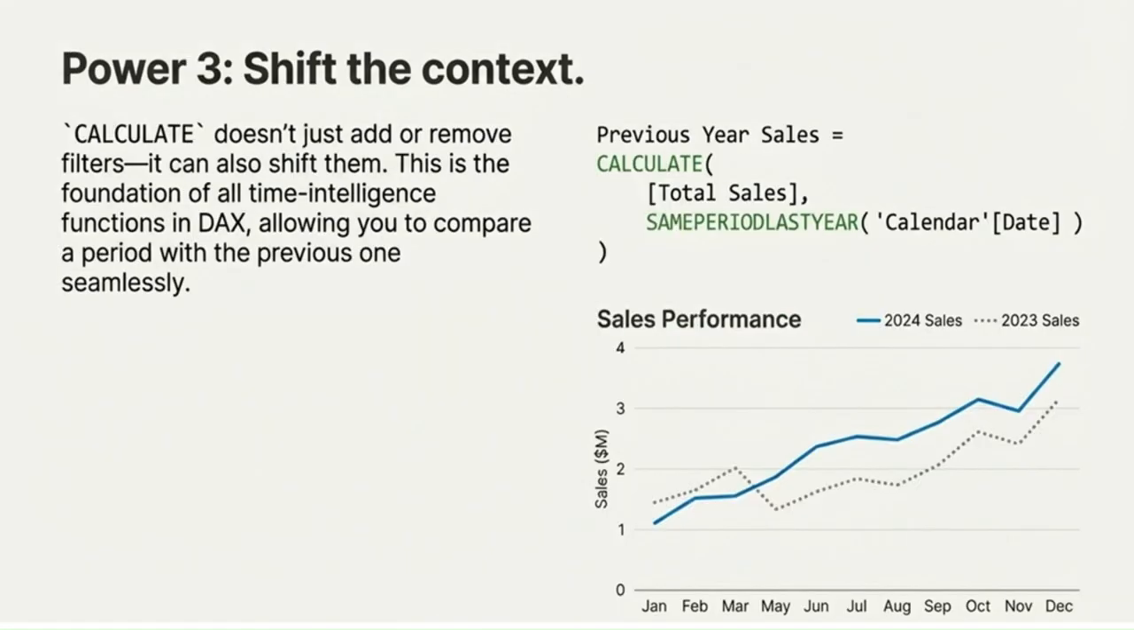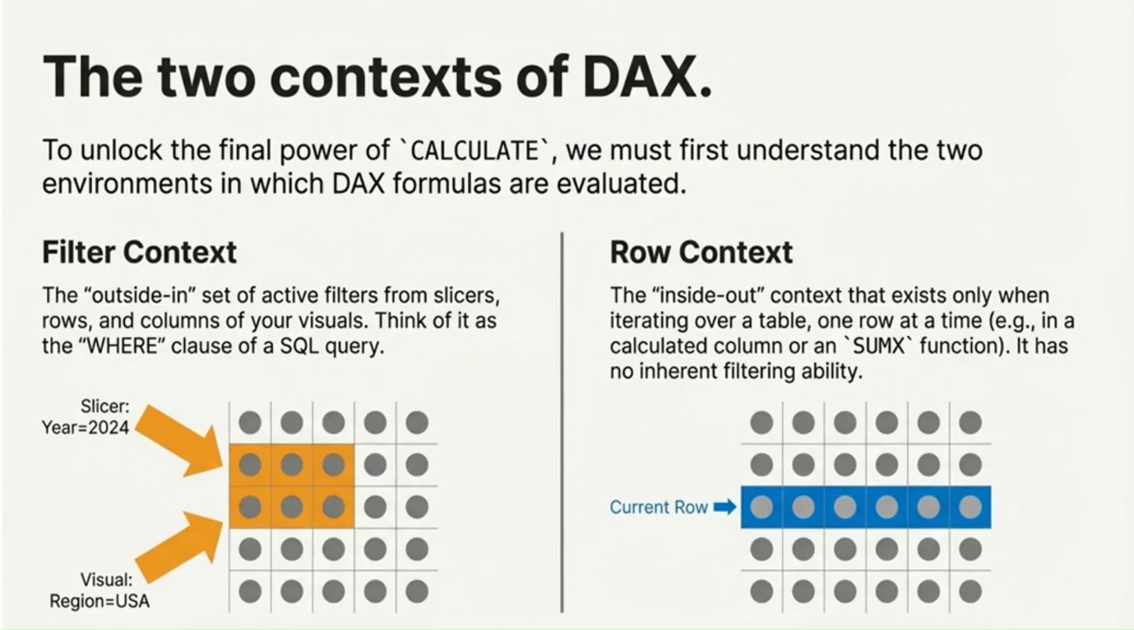CALCULATE can also shift filters rather than just adding or removing them. This is the backbone of time intelligence in DAX. Using functions like SAMEPERIODLASTYEAR, we can shift the date context and compare current performance with previous periods seamlessly. To fully understand CALCULATE, we must understand DAX context.